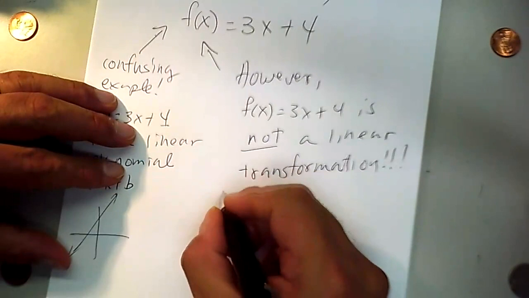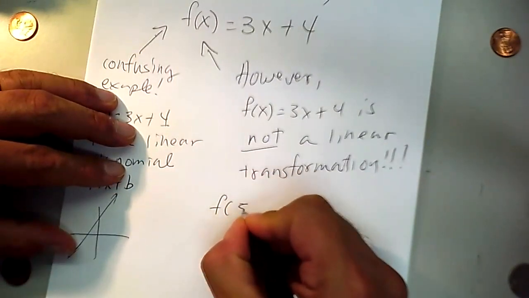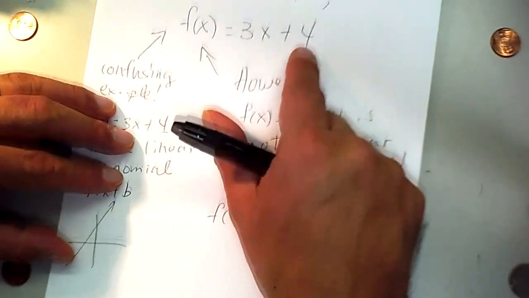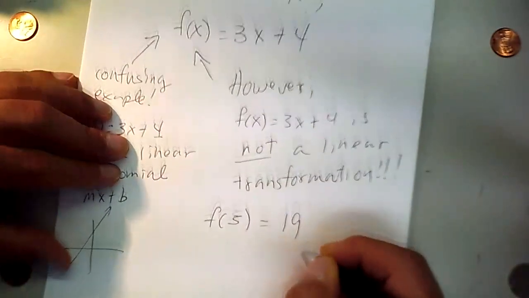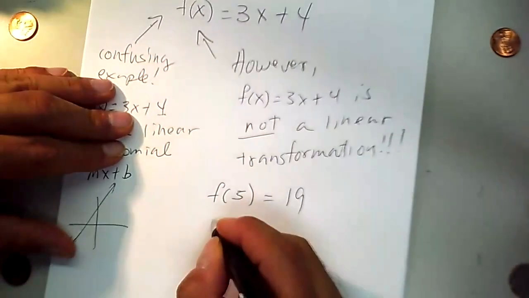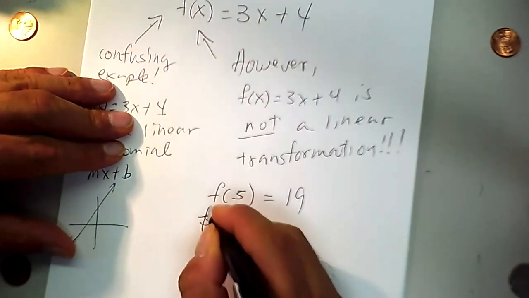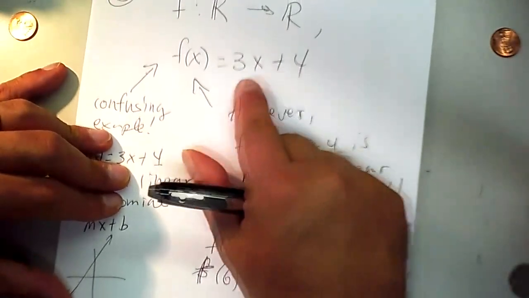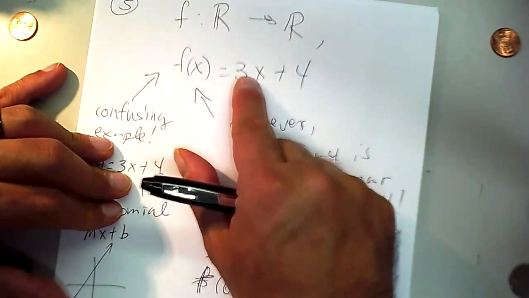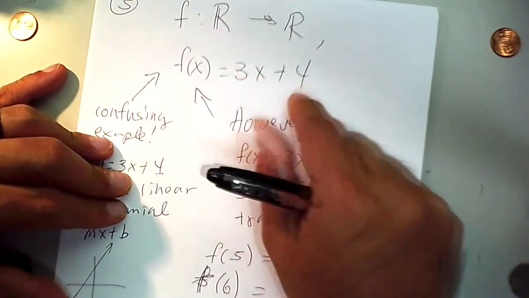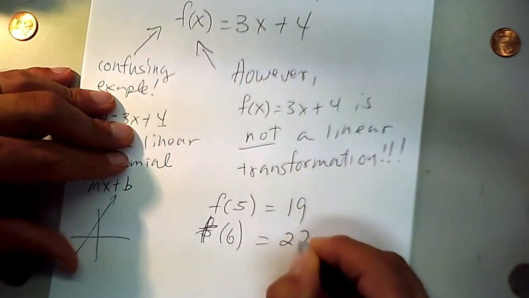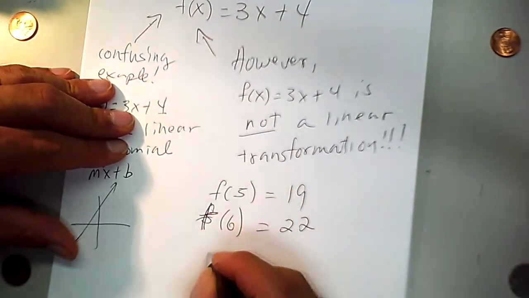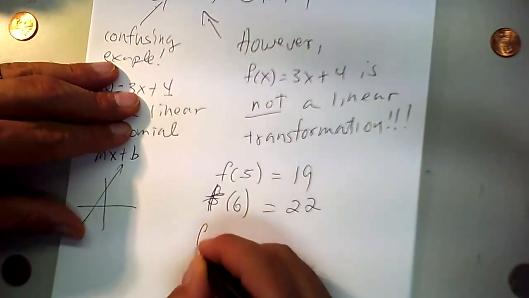What is f of 5? F of just a random number 5. Well, that is 15 plus 4, 19. Okay, what is f of 6? Just to follow up with the next number. Well, 3 times 6, 18 plus 4, 22. Okay, let's add the 5 and the 6 together. We get 11, correct? So what is f of 11?